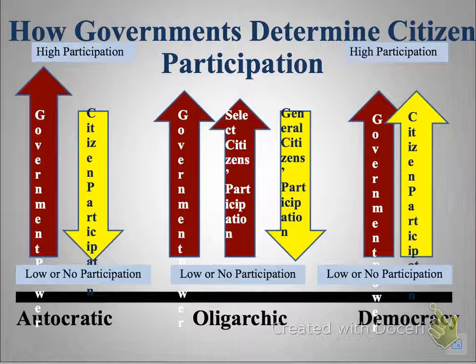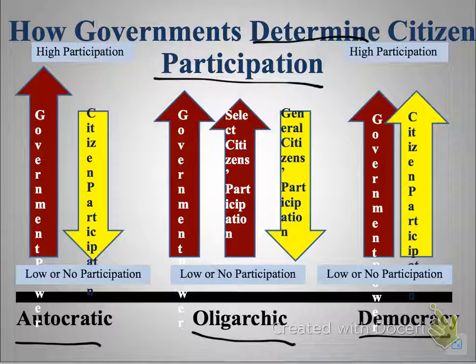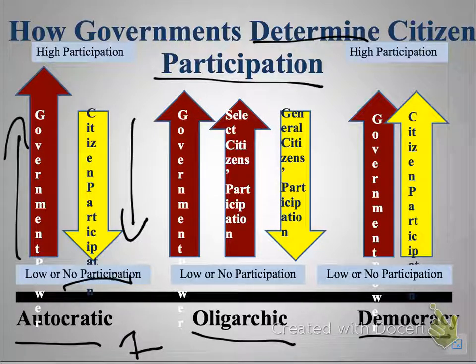Alright, next three types of governments. You've got autocratic, oligarchic, and a democracy. And this is all determined by how governments determine citizen participation. So in an autocratic type government, you've got one person in charge, and you have low participation with the citizens, but the government obviously has high participation. In an oligarchic government, again, you have low participation with general citizens. Select citizens have participation because this is ruled by a few people.